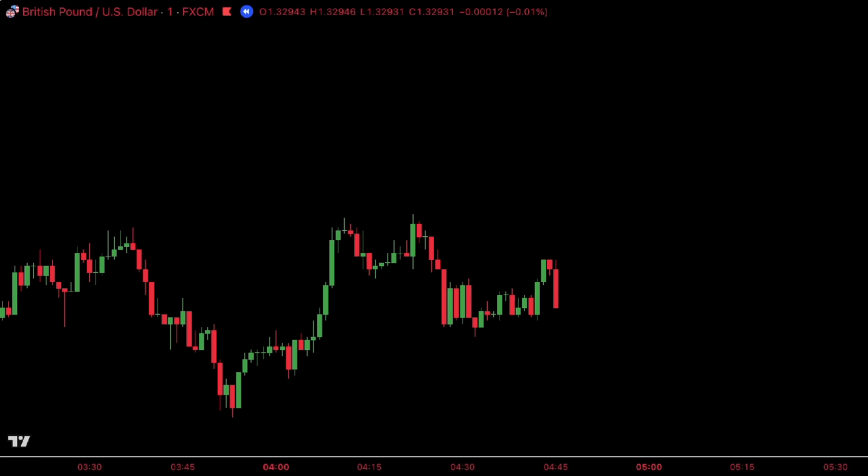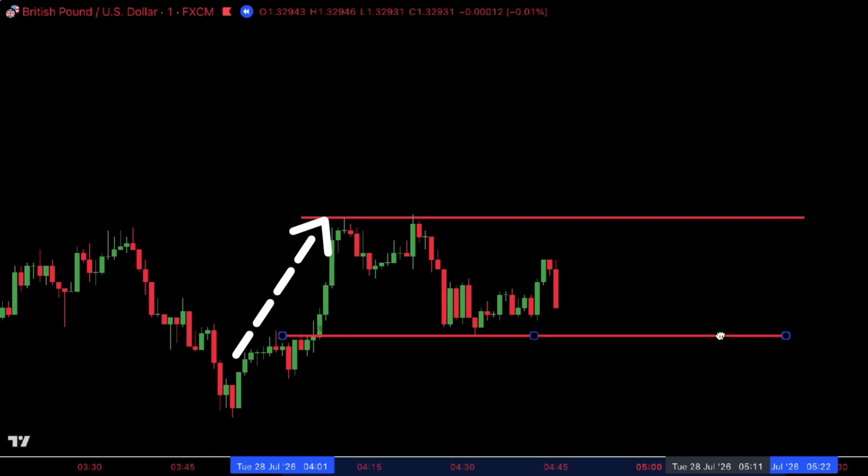Now let's look at a real example. This is the British pound versus the US dollar on the 1-minute chart. As you can see, the market initially moves higher before entering a range. The first step is to identify the range by drawing the resistance level at the top and the support level at the bottom. At this point, we don't take any trades. We simply wait for the market to show us its next direction.